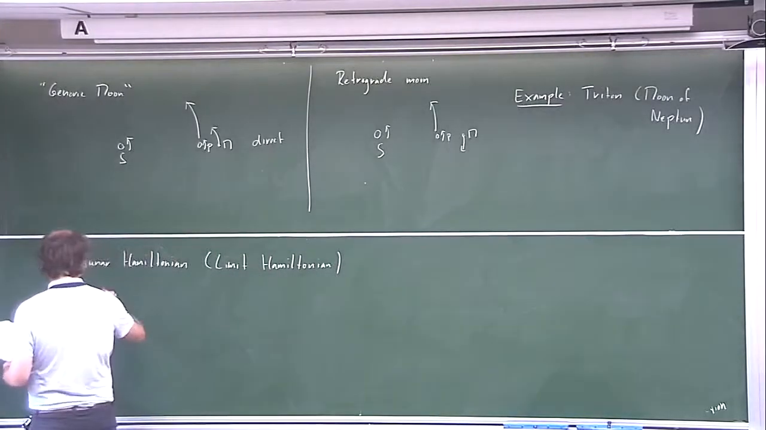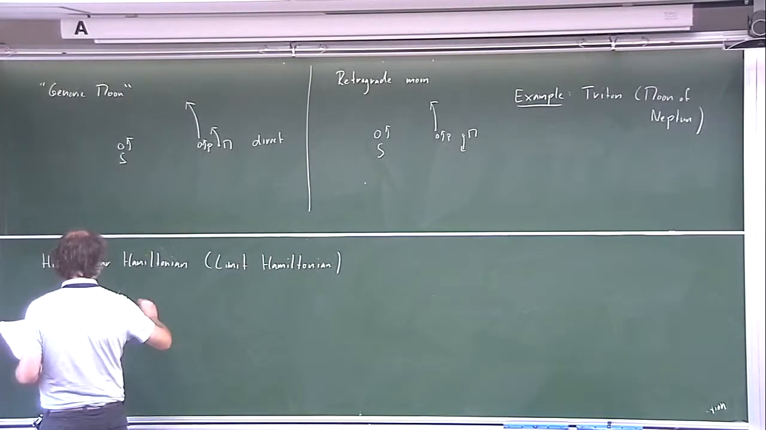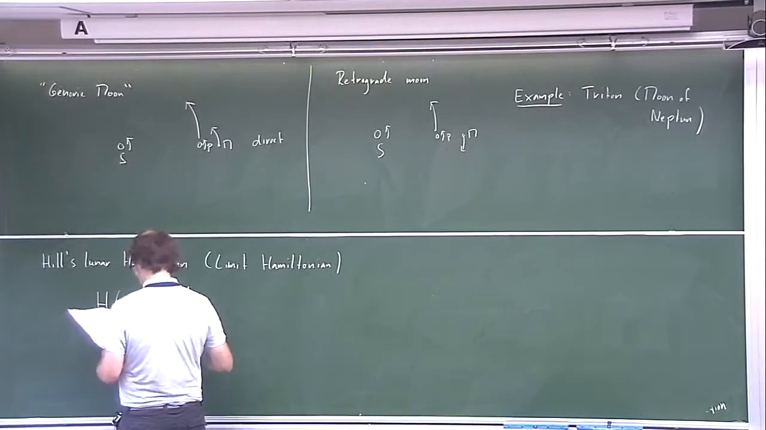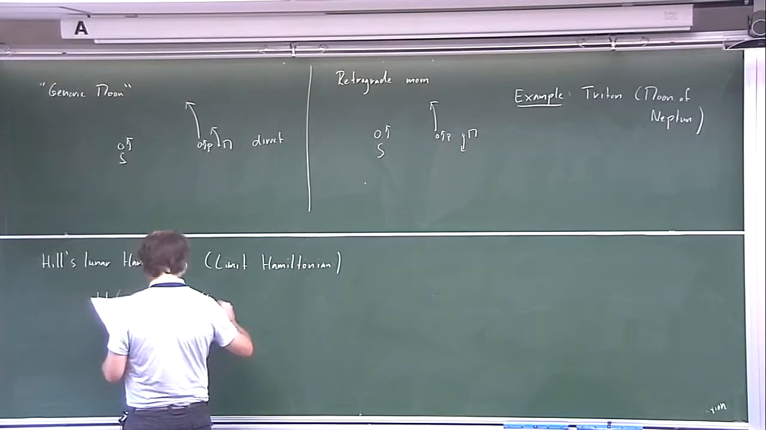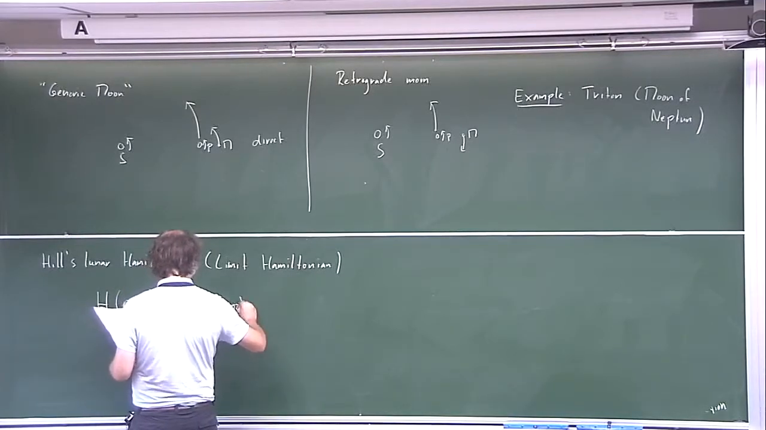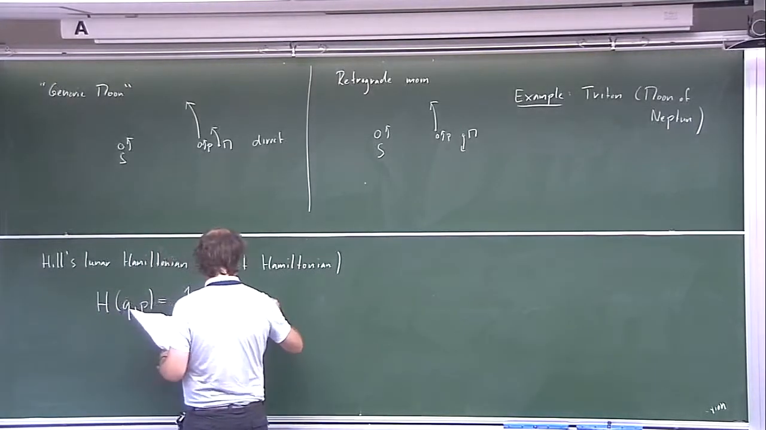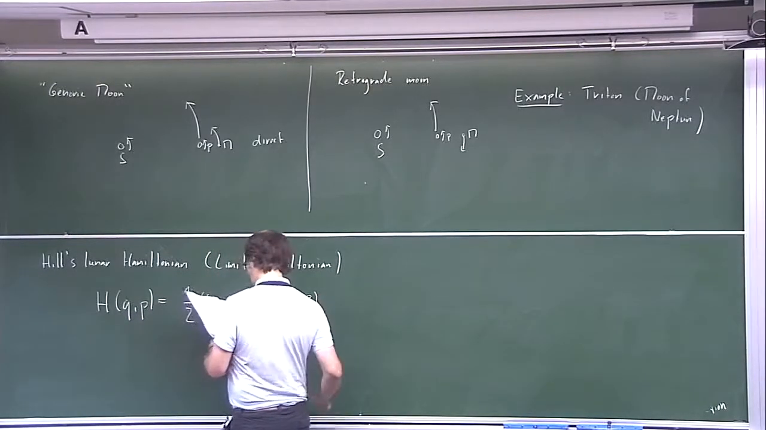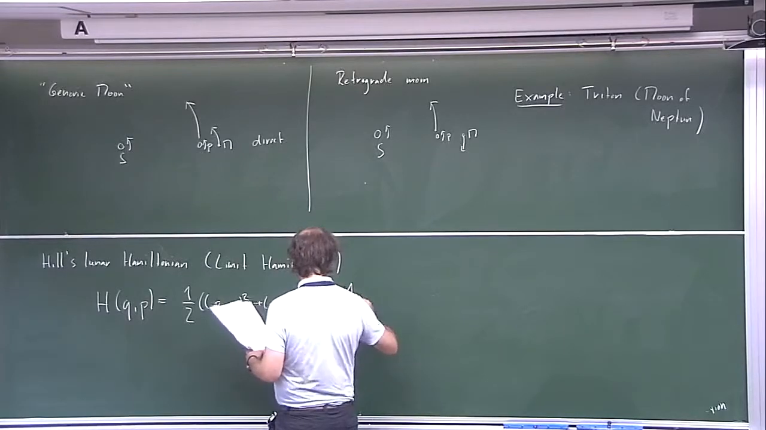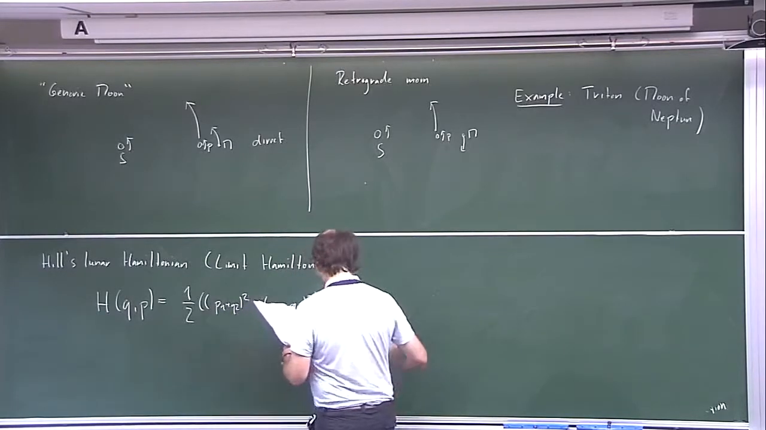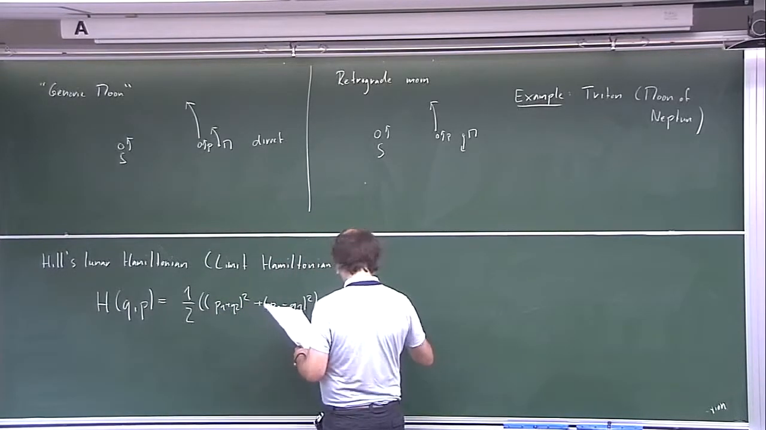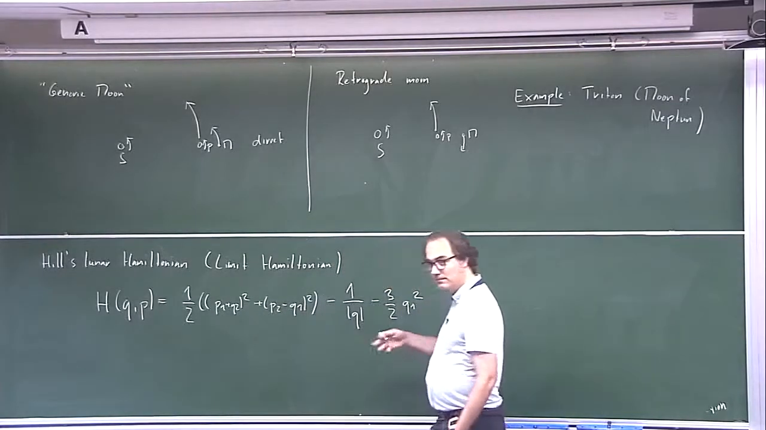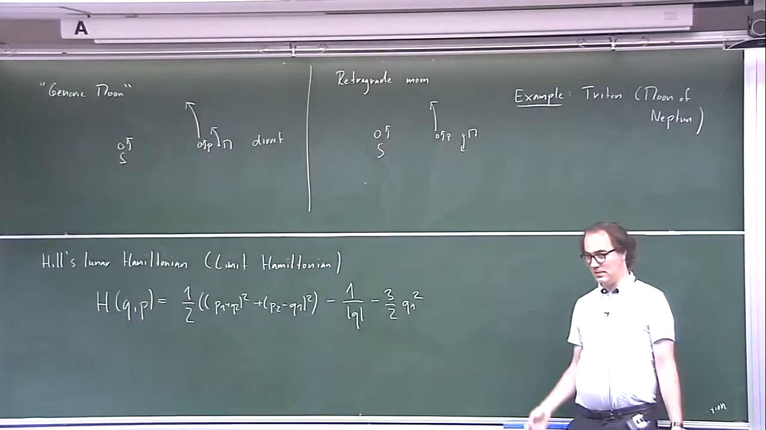And I just write down the answer, H of p, q, this is 1/2 ((p1 plus q2) squared plus (p2 minus q1) squared) minus 1 over |q| minus 3 over 2 q1 squared. This is what you get if you do all this Taylor approximation.